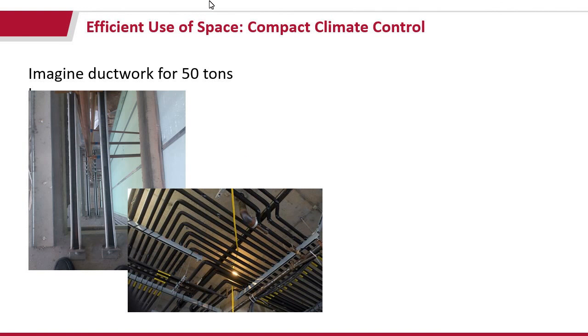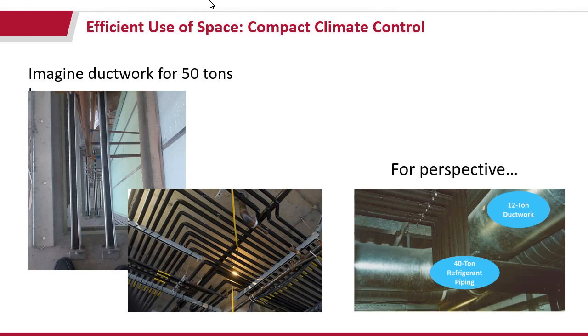We have 50 tons of refrigerant piping here. This one's a little harder to see, but it's like going down this, like this is the floor, and it's actually going down that chase. For some perspective, we have 12 tons of ductwork right here, and then this is 40 tons of refrigerant piping. So you just see the difference in the space that this takes up, because we know that refrigerant really wants to transfer energy. And so just keep that in mind. Refrigerant likes to transfer energy, and it's a really efficient way of transferring energy.